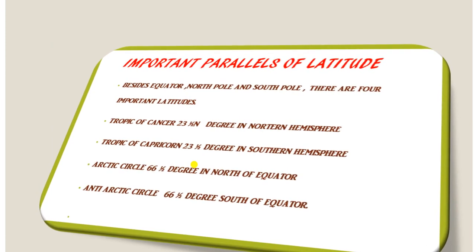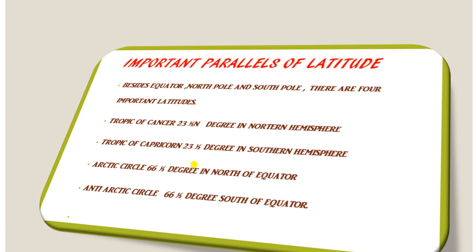Now, there are some important parallels of latitude. Besides the equator, North Pole, and South Pole, there are four important latitudes. One is the Tropic of Cancer, that is 23.5 degrees north in the northern hemisphere. Tropic of Capricorn, 23.5 degrees in the southern hemisphere. Arctic Circle, 66.5 degrees north of the equator, Antarctic Circle, 66.5 degrees south of the equator.